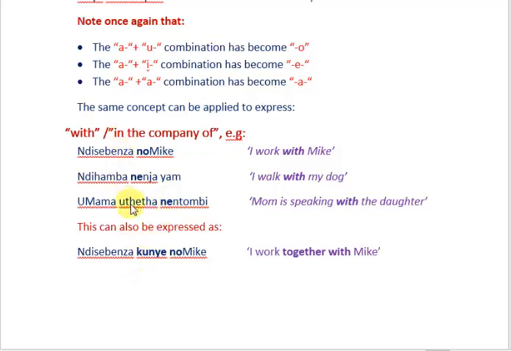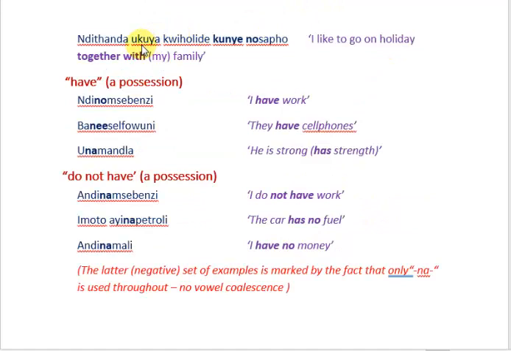Right, so there we have no, ne and ne, and much the same thing can be expressed using the little word kunye, which is followed by na. So ndisebenza kunye no Mike. Instead of saying "I work with Mike", you are saying "I work together with Mike". Another example: ndithanda ukuya kwiholide kunye nosapho. I like to go on holiday together with my family. So we are working with na, and it has been used to express "and" and "with".